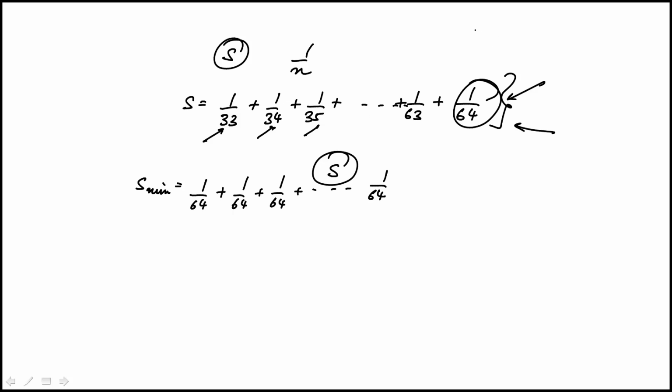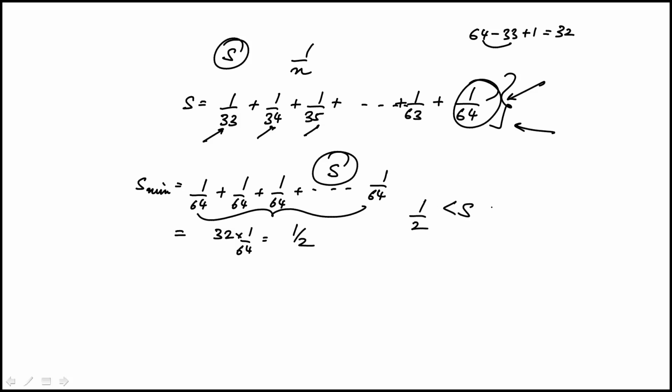And we have here how many terms? 64 minus 33 plus 1, which is 32. Is that correct? Just make sure. Yeah, it is. So 32. So the minimum sum would be 32 times that, half. So we expect S to be greater than half.